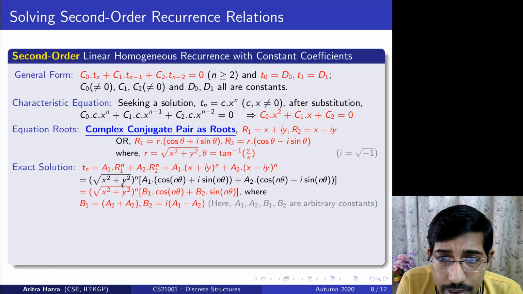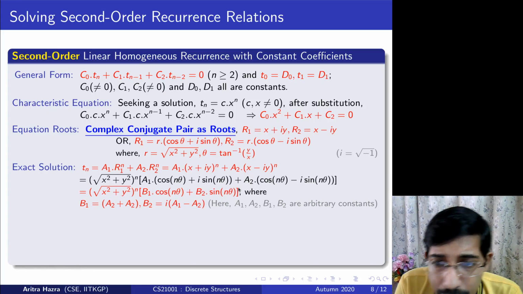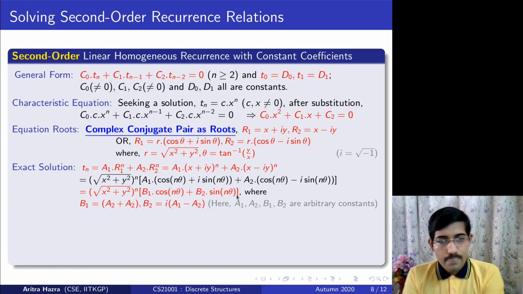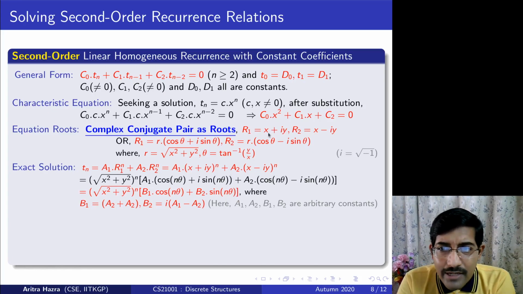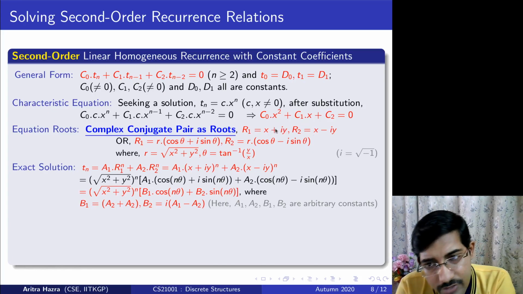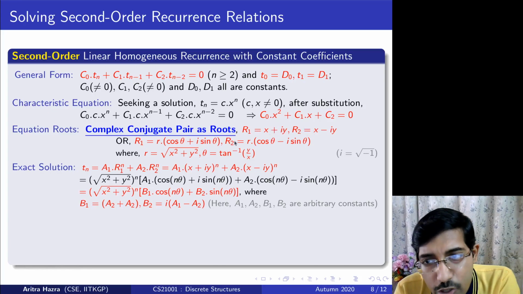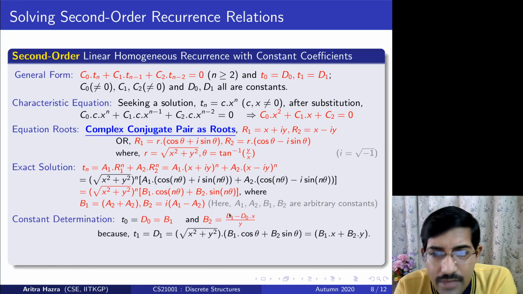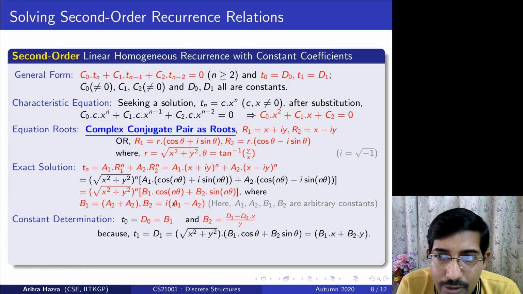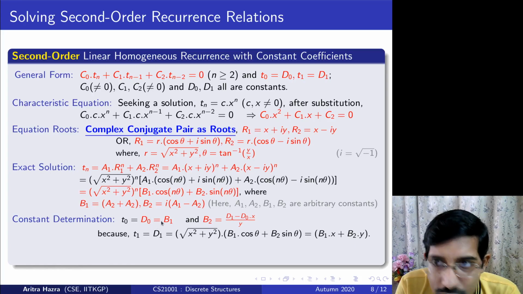If you put it here, this will be the same as this, where A1 plus A2 will be B1 to simplify it more, and A1 minus A2 times i will be your B2, to eliminate i from here and put it in the constants. So it's a simple jugglery of two different roots, which are a complex conjugate pair. I am using De Moivre's, and then in the same way we determine the constants by putting n equal to 0. So this is T0, which is D0 given to us.